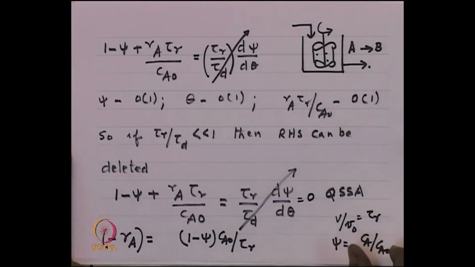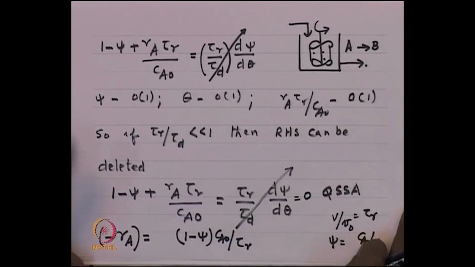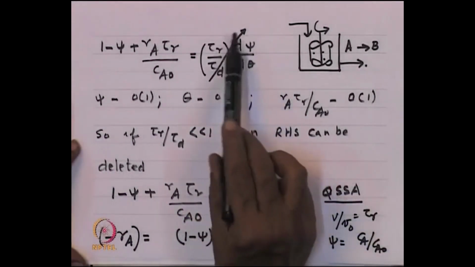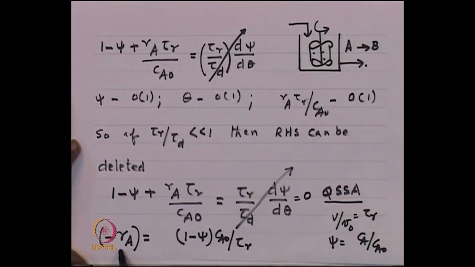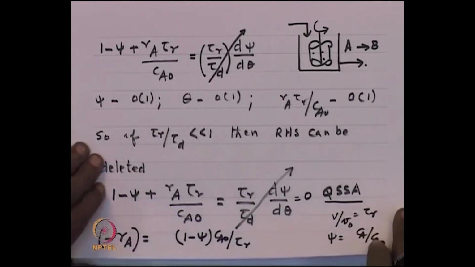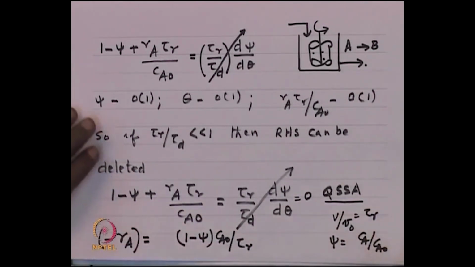To cut this long story short, what we are trying to say here is, even for the case of a deactivating catalyst, under the assumption of quasi steady state, which means that the accumulation inside the equipment is small, we can measure reaction rate simply by measuring psi, which is Ca by Ca0. Ca is measured, Ca0 is measured, tau r is measured, and therefore all the quantities on the right hand side are known, and therefore reaction rate is known. Therefore, we are able to quantitate reaction rate as a function of time. This is what we are trying to say.